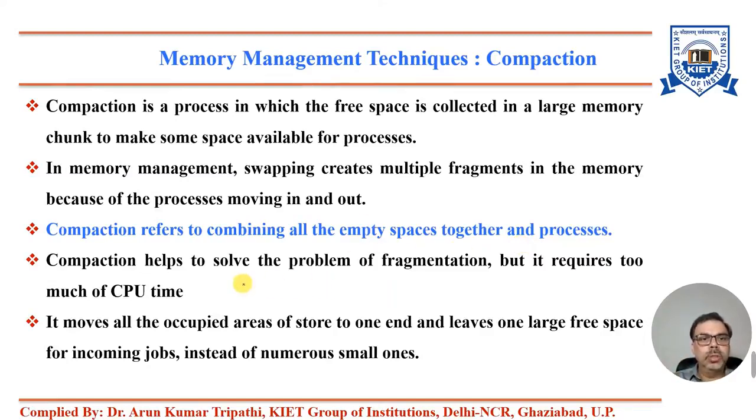Compaction helps to solve the problem of fragmentation, but it requires too much CPU time because the CPU has to search. Firstly, it has to take the data in the buffer. Then it has to search where there is sufficient space. Then it shifts the process. So it will be time consuming, and we can say the CPU will not perform any useful task at that time.